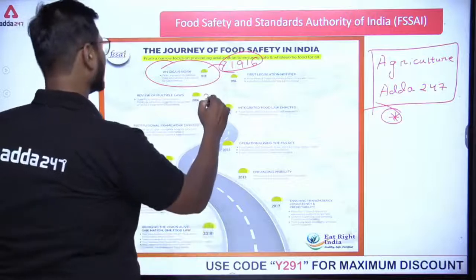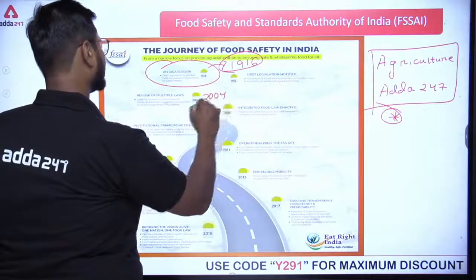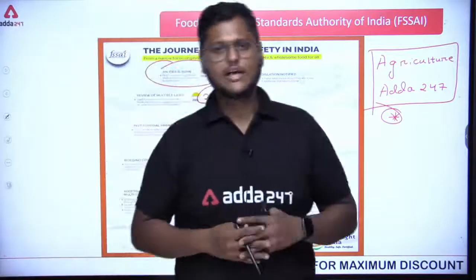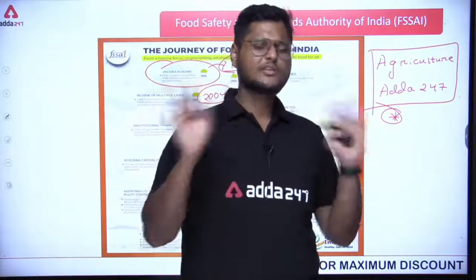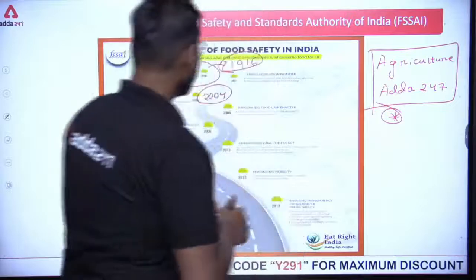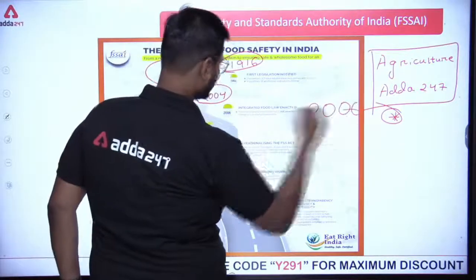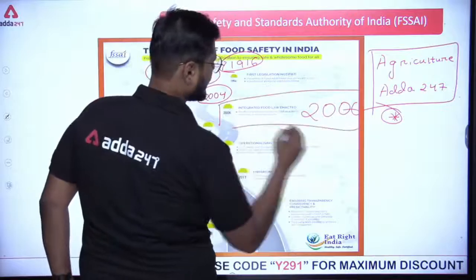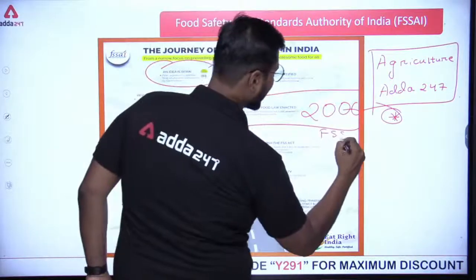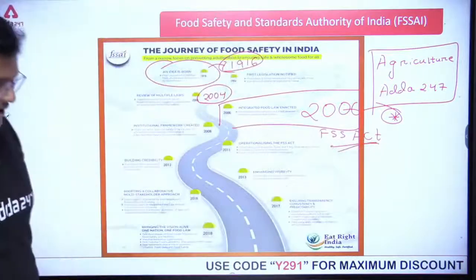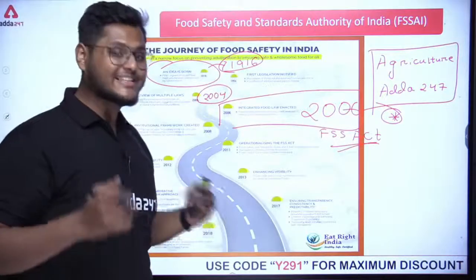Then in 2004, review of multiple laws. We had a lot of laws regarding food safety, like for meat, for vegetables, for each and everything there were separate laws here. So the main thing here is 2006. The FSS Act, Food Safety and Standards Act, was enacted. That means it came into existence.